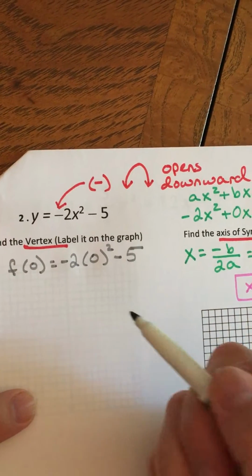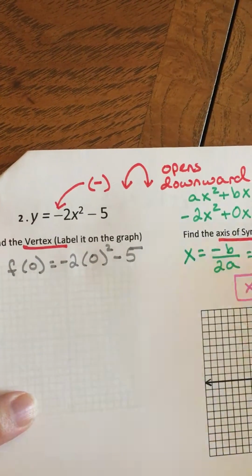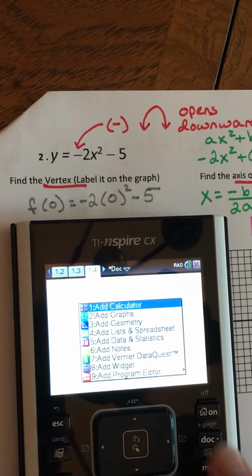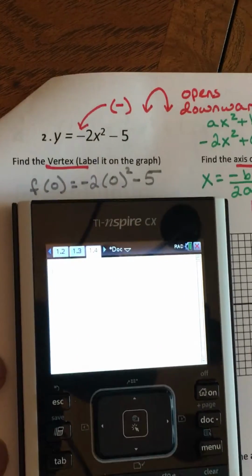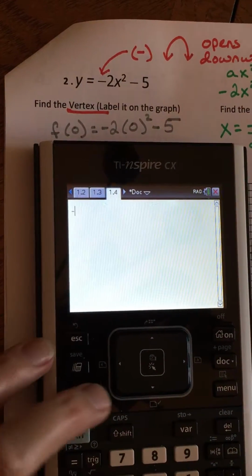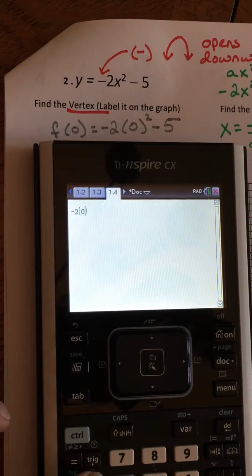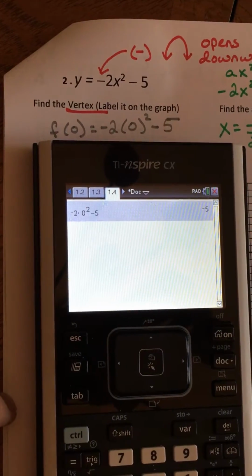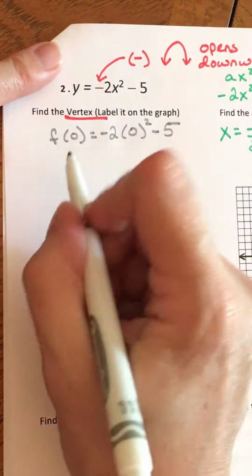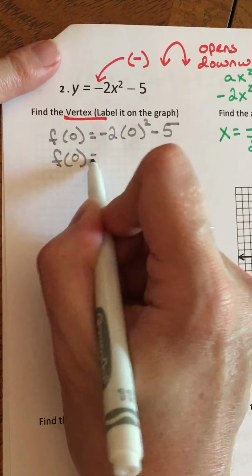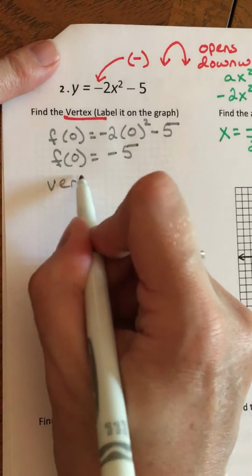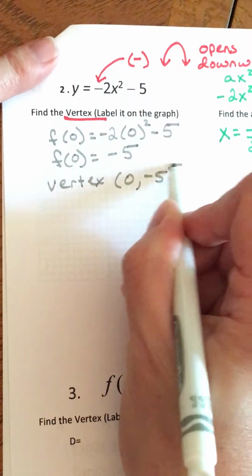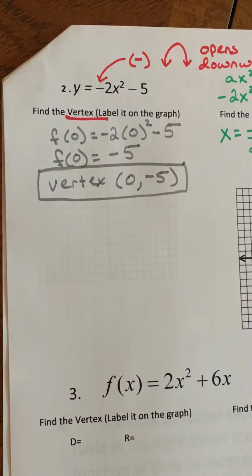Again, you can put this into your calculator if you're tired, or it's been a long day, or adding and subtracting just isn't your favorite. Let's type this in. So I've got negative 2, parentheses 0 parentheses squared minus 5. Get negative 5. So f of 0 is negative 5. And as a result, my vertex is going to be the coordinate point 0, comma, negative 5. Great.